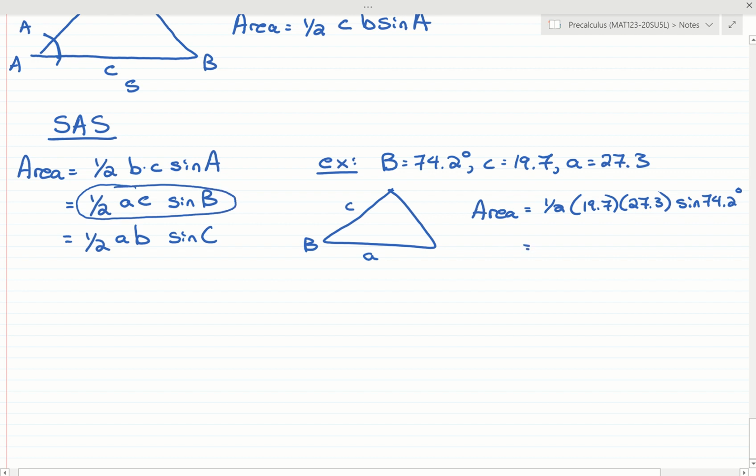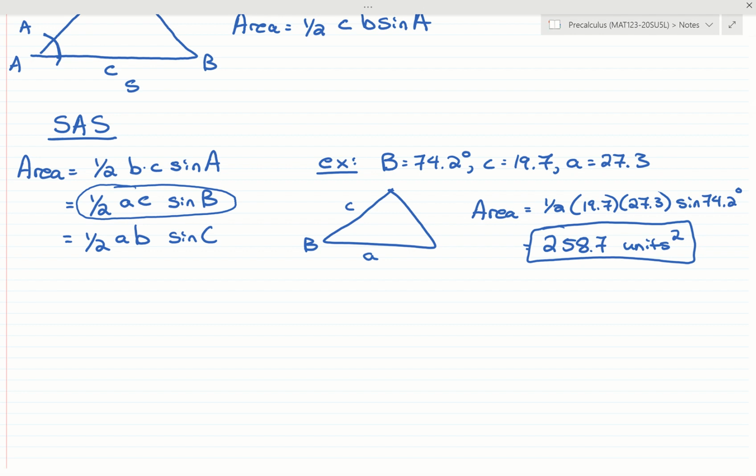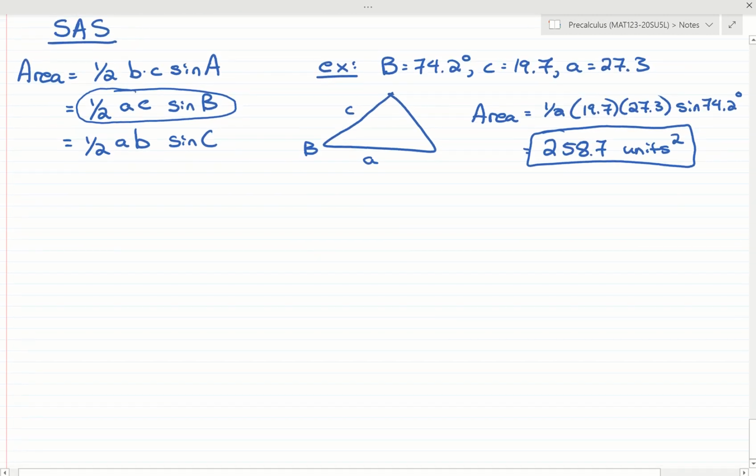And if we type that into the calculator, 0.5 times 19.7 times 27.3 times the sine of 74.2 gives us the area is 258.7, and you just want to make sure you say square units. Whenever we're talking about area, it's always in square units. So that's if we have a side angle side situation. What if we have two angles and a side?